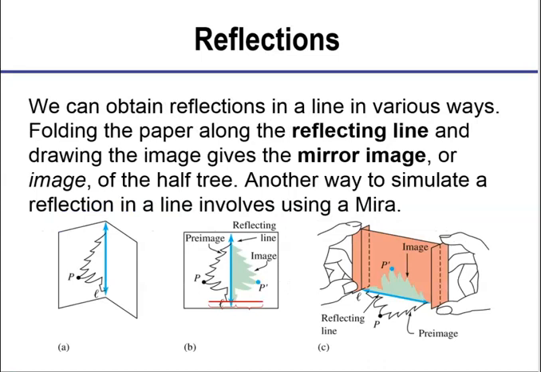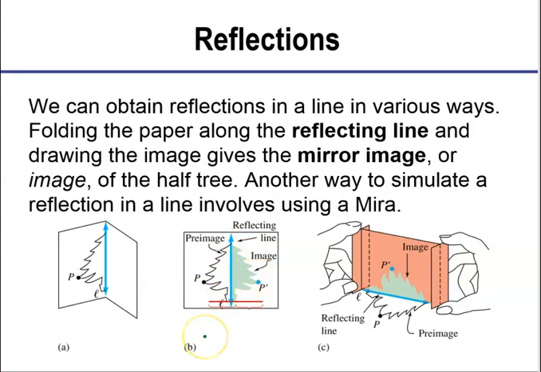We can obtain reflections in a line in various ways. Folding the paper along the reflecting line and drawing the image gives the mirror image of the half tree. So notice here, if you just fold your paper along the reflecting line like it's depicted in A, then it reflects through, and you see the pre-image, the original image on the left, and then the reflected image there on the right.